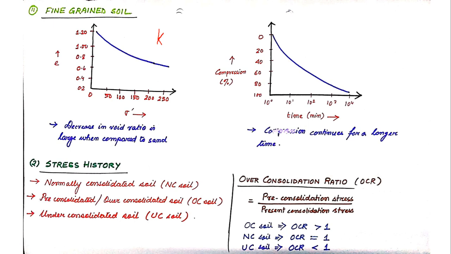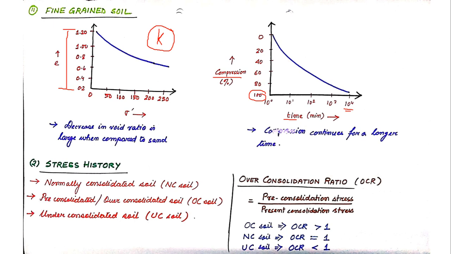So the compressibility or consolidation of fine grain soil will be taking a huge amount of time, and hence the range of void ratio is also very high. Now if you see the second plot, that is between compression and time, fine grain soil takes a lot of time. To achieve 100% of compression, it is taking almost a time of 10 to the power 4 minutes, which is far higher than what we have seen in coarse grain soil.